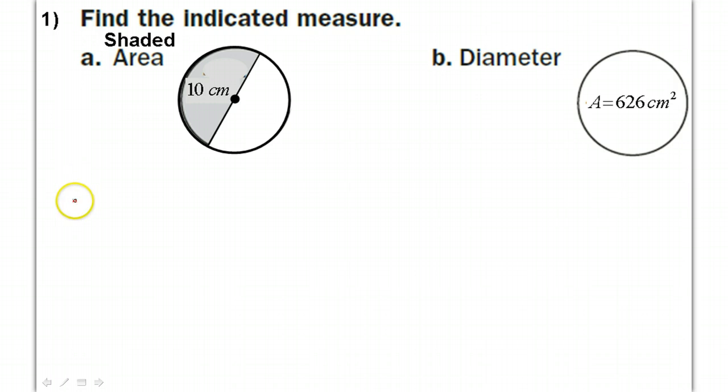Don't tell me the formula. Can somebody tell me the formula for the area of a circle? 2 pi r. That's the circumference. Pi r squared.